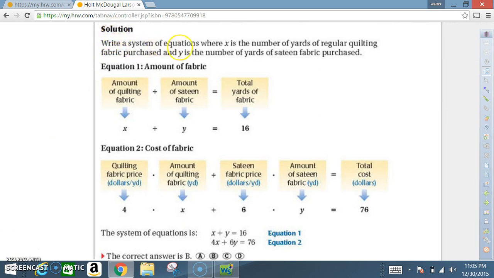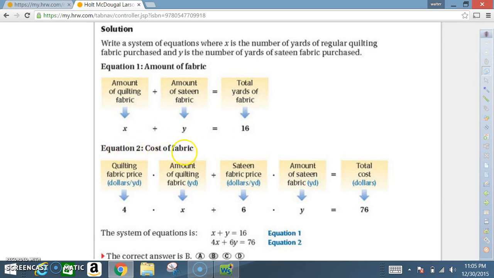Solution. Write a system of equations where x is the number of yards of regular quilting fabric purchased and y is the number of yards of sateen fabric purchased. Equation 1, amount of fabric. Amount of quilting fabric, x. Amount of sateen fabric, y. Total yards of fabric, 16. Equation: x plus y is equal to 16.